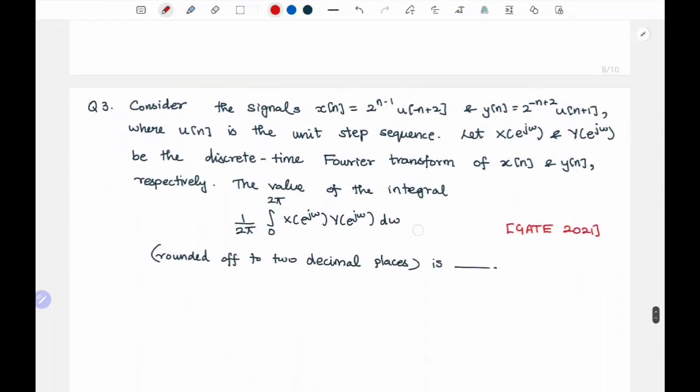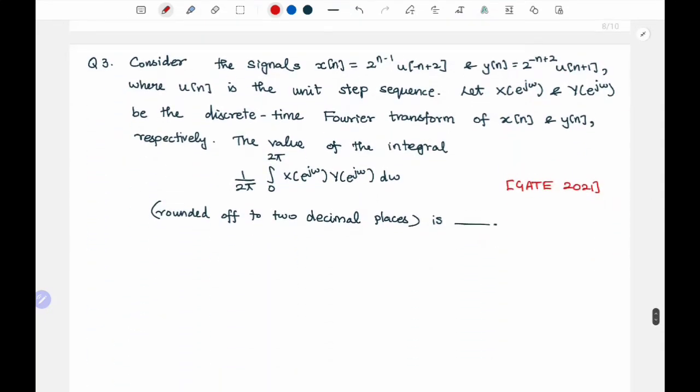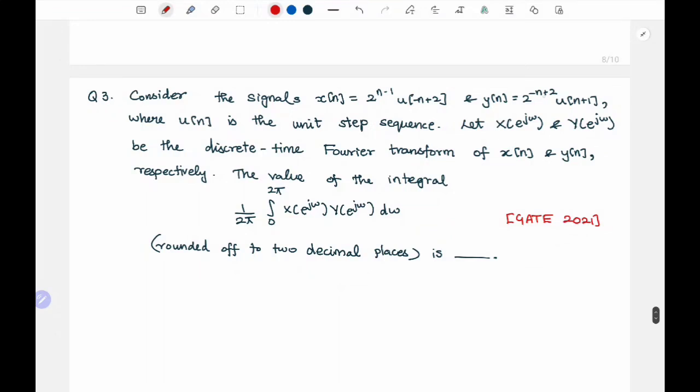Moving on. Question 3. Consider the signals x of n equal to 2 power n minus 1, u of minus n plus 2, and y of n equal to 2 power minus n plus 2, u of n plus 1, where u of n is a unit step sequence. Let x of e power j omega and y of e power j omega be the discrete time Fourier transform of x of n and y of n respectively. The value of the integral 1 over 2 pi, integral 0 to 2 pi, x of e power j omega, y of e power j omega, d omega is.